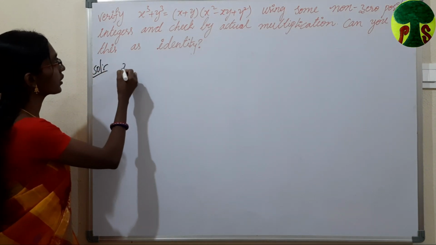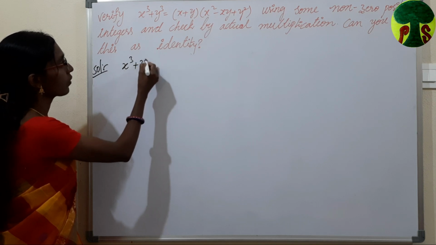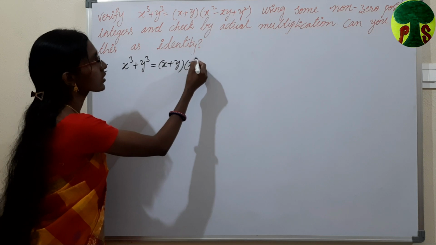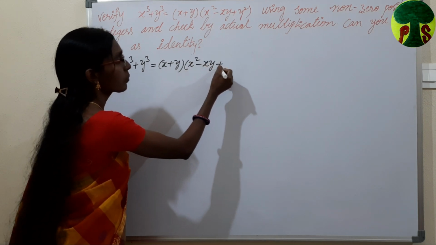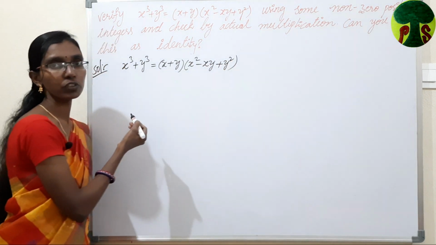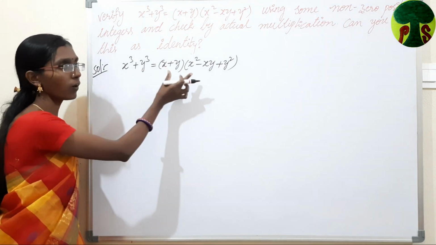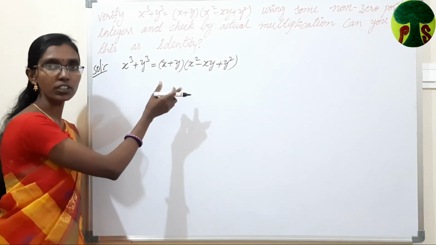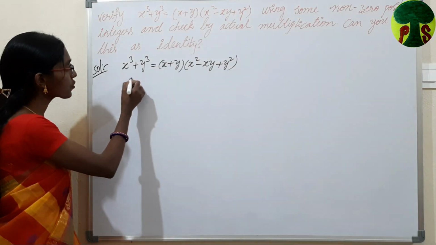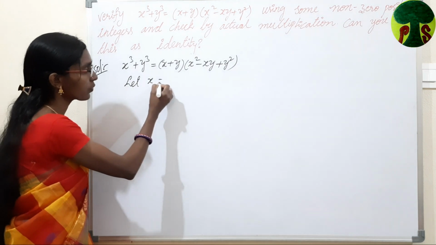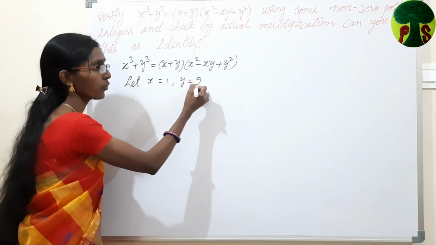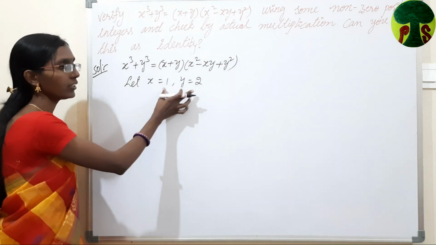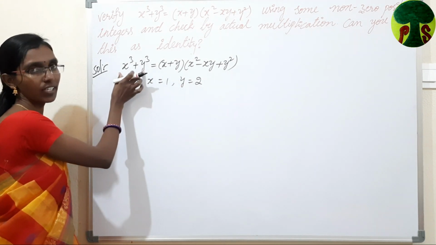The given equation is x cube plus y cube is equal to (x plus y) into (x square minus xy plus y square). We have to check whether LHS is equal to RHS or not by taking x and y values as non-zero positive integers. Let us consider x value as 1 and y value as 2. Now we need to replace x and y values by 1 and 2 in LHS.